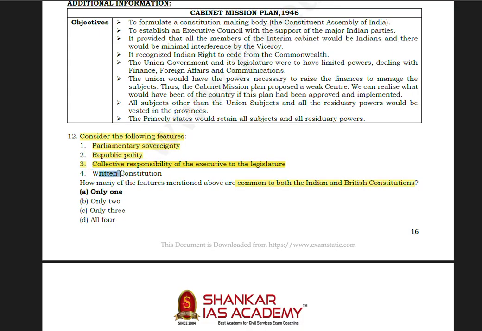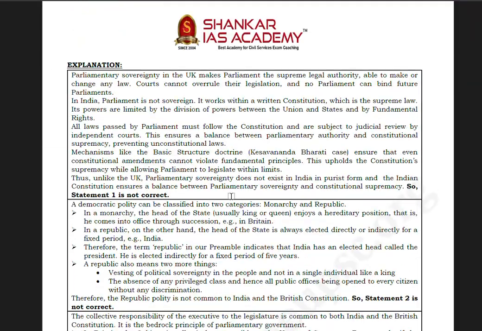So for written constitution, there is no common thing between these two countries. Hence, statement 3 only is correct. So that is what makes us opt for option A: only one of the features given above is common to both the Indian and the British constitution. So let us see the explanation.